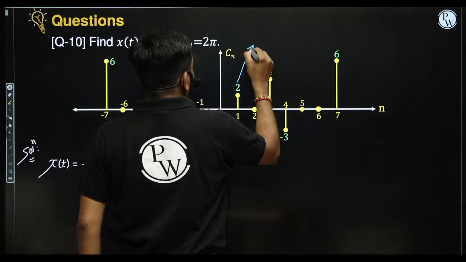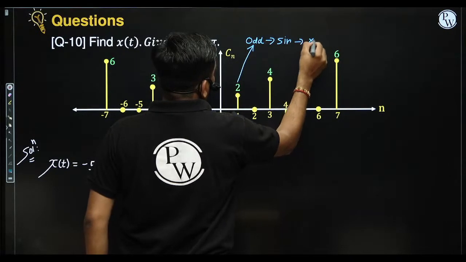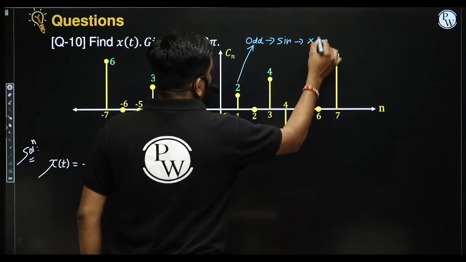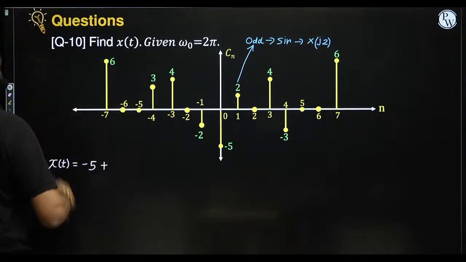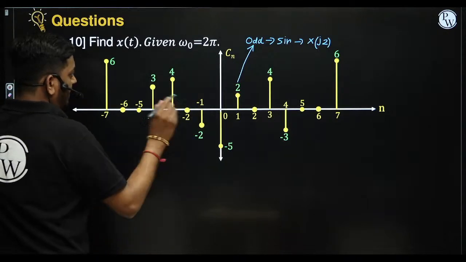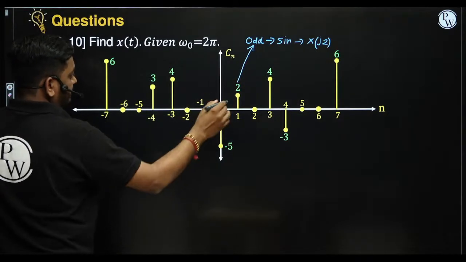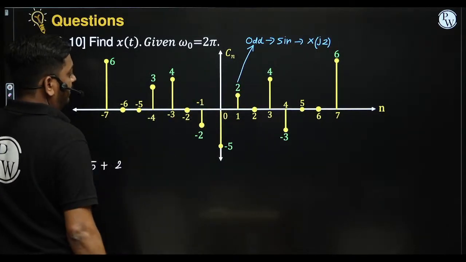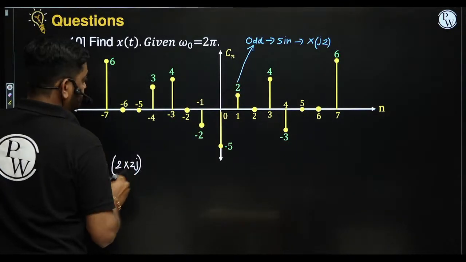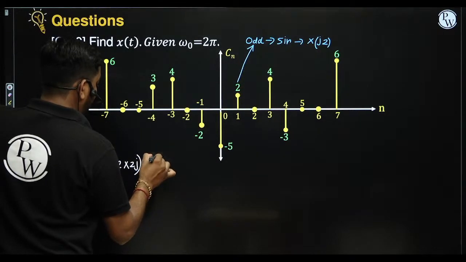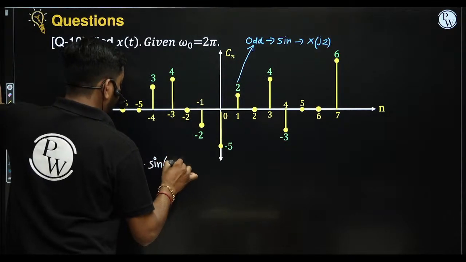So here it is odd, that's why sine will come into the picture, and you multiply by 2j, correct? So plus 5. Multiply by 2j means multiply 2j with only the positive-side samples, the right-sided samples. So 2 into 2j, and this is sin n omega 0 t. For n equal to 1, omega 0 is 2 pi, so that's why sin 2 pi t.